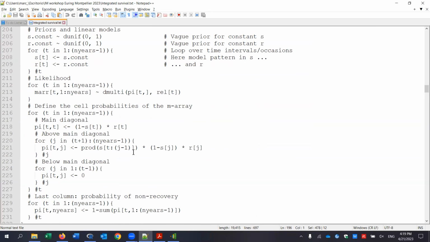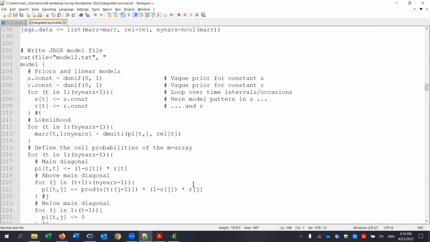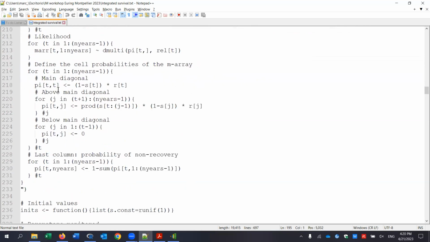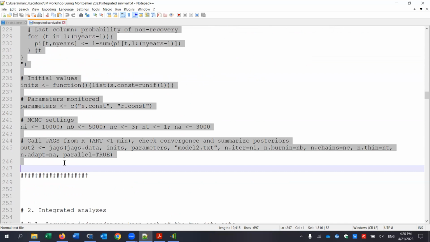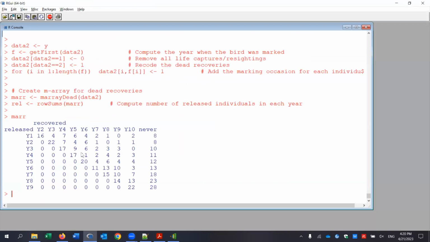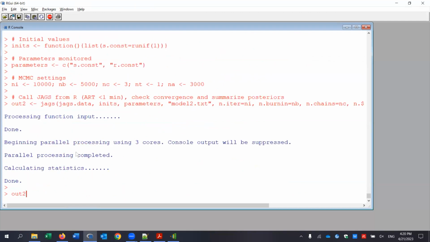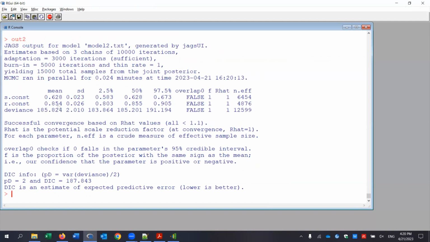We have S and R here, both of them initially time dependent. Here I say they should all be the same, so constant over time, and then we give priors for them. And we can also run this model. We have an estimate of survival, again about 0.62, and then our recovery probability, which is fairly high in this example.